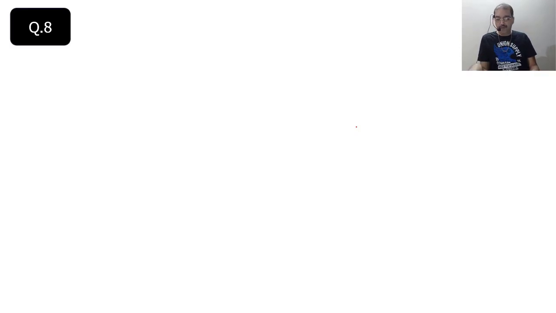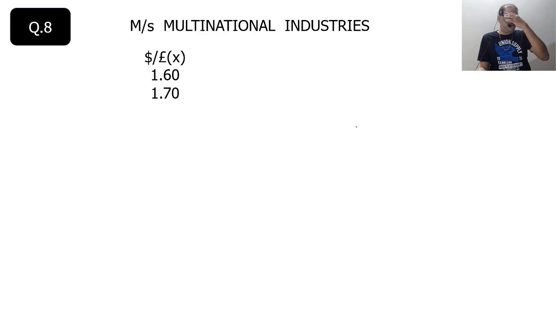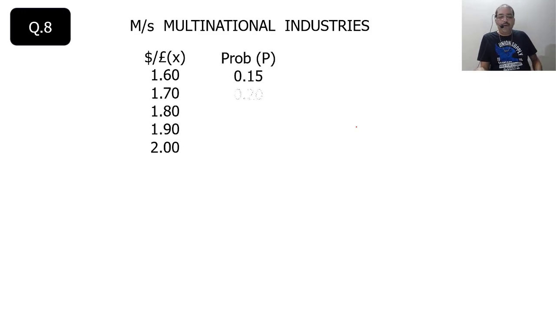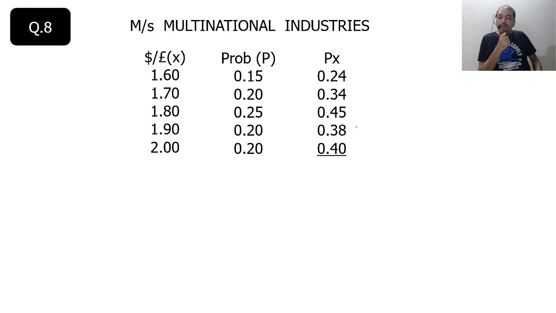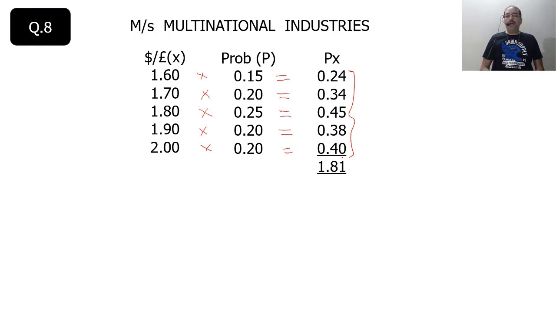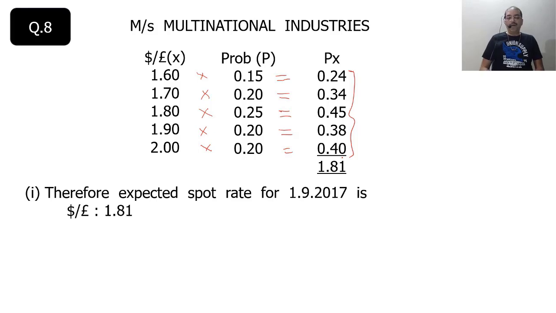Okay, so let us see. X values are given, probability P values are given. Multiply the two, P into X. 1.6 into 0.15, 1.7 into 0.2, 1.8 into 0.25, 1.9 into 0.20, 2 into 0.2. Now take the total of all these figures. That comes to 1.81. So the expected spot rate for 1st September is 1.81. So you are expecting the rate to go up to 1.81.